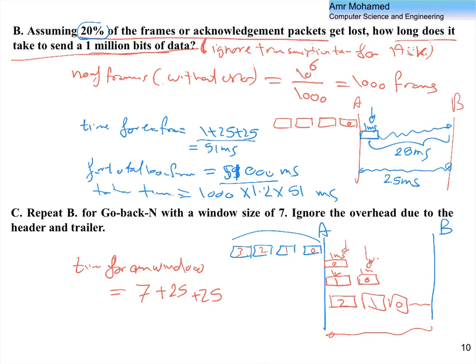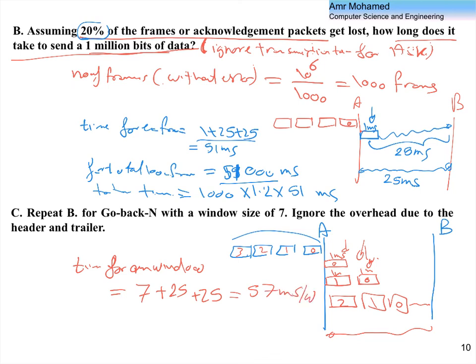Clear? Of course the acknowledgement also, because the acknowledgement is cumulative, you may get in between some acknowledgement for frame 0, that's fine. But what matters to me is the last one. I have to wait for the acknowledgement for the last one, which takes another 25 milliseconds to propagate all the way back. So the acknowledgement propagation time is also once per window. So this is 57 milliseconds per window.